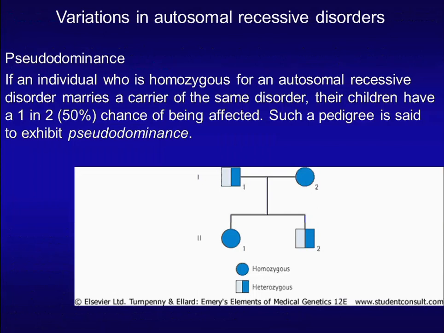Similar to autosomal dominant inheritance, autosomal recessive inheritance also has variation. A prominent variation is pseudodominance. If an individual who is homozygous for an autosomal recessive disorder, as shown here, marries a carrier of the same disorder, their children have a 50% chance of being affected. Such a pedigree exhibits pseudodominance.